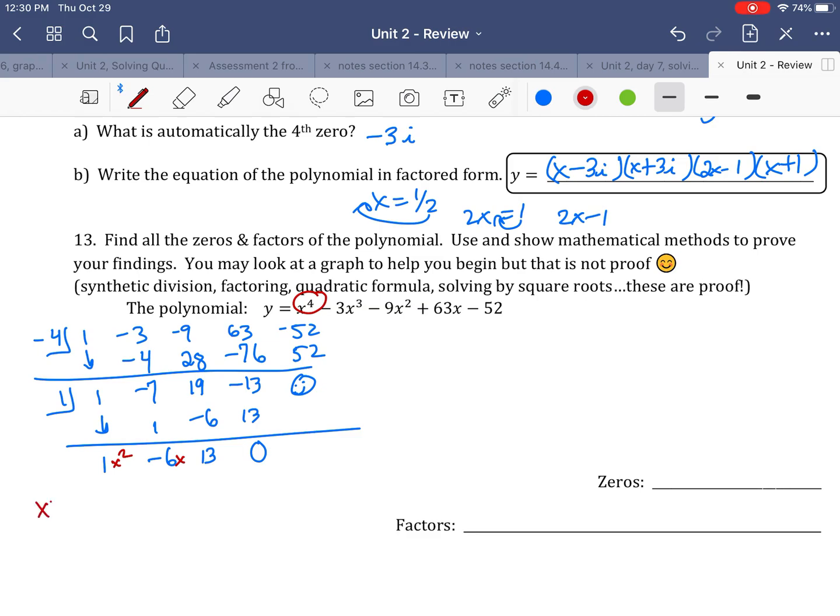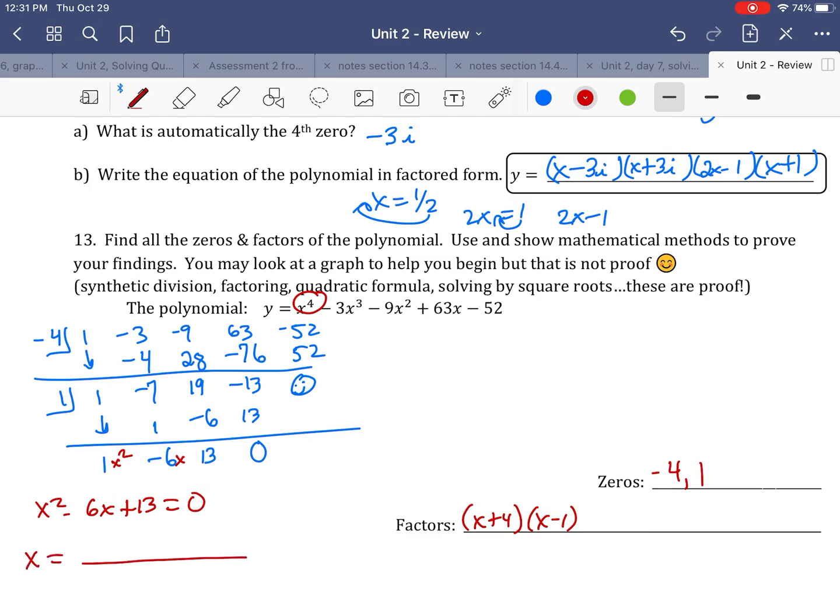So I have to solve what's left, x squared minus 6x plus 13. I can't use the graph because there's nothing else there. We have proven that -4 and 1 are the zeros, so I know that the factors are starting off with x plus 4 and x minus 1, but I still need 2 more. I know I'm not going to be able to factor. I can't do square roots because there's a 6x here. I'll have to use my quadratic formula.